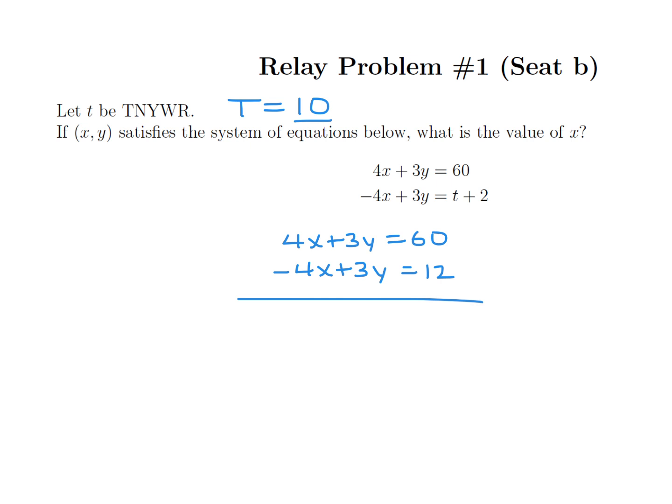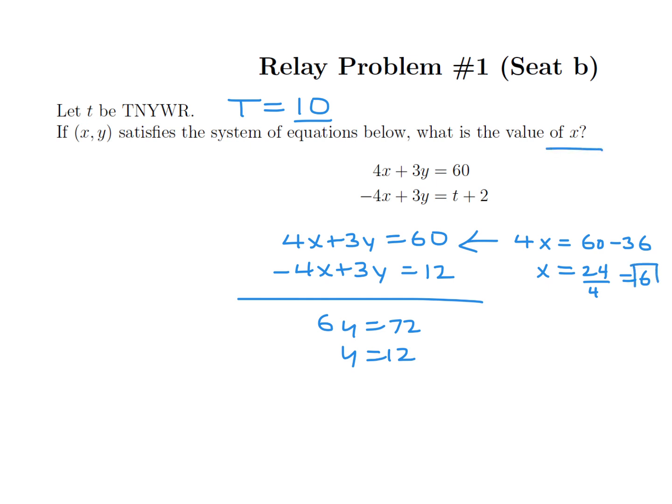So the first thing I see is obviously just add them. 6Y would be 72, and that means Y is 12. And then sub it back into either one of these to solve for X. And you can sub it into this one, for example. Doesn't really matter. If you do, you get 4X is equal to 60 minus 36. So X would be 24 divided by 4, which is 6. And that's what they're looking for, just the value of X.